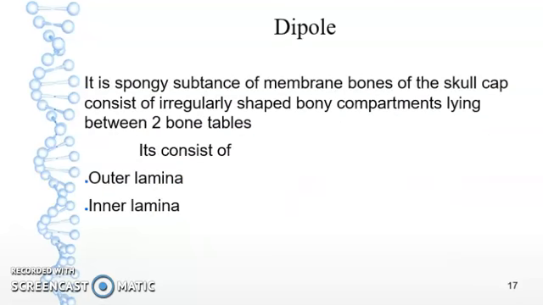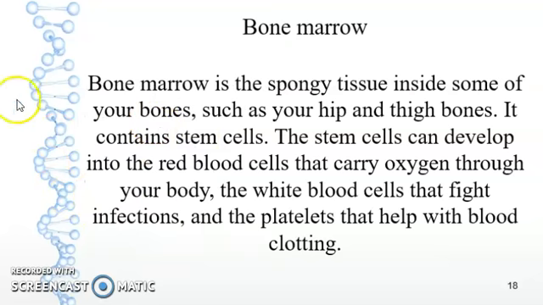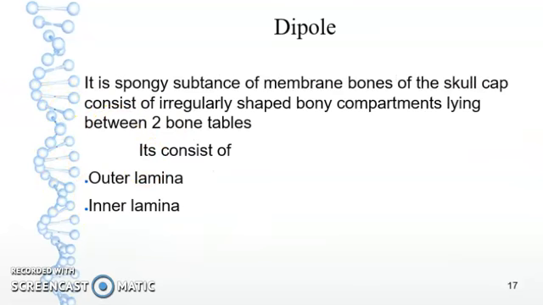That's it. So here is the diploe. It is the spongy substance of the membrane bones of the skull cap, consisting of irregularly shaped bony compartments lying between two bone tables. It consists of the outer lamina and the inner lamina. So guys, there is nothing special on this slide also. It's just for the proper understanding of your bone, the osteology first of all. So it's the most important thing.